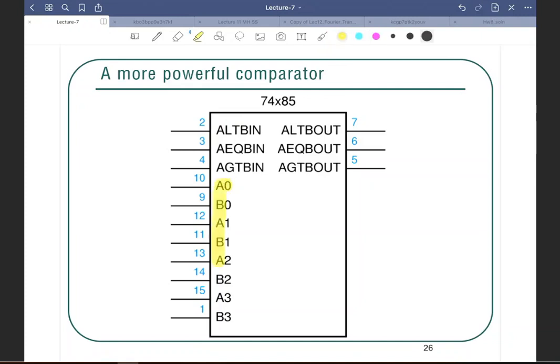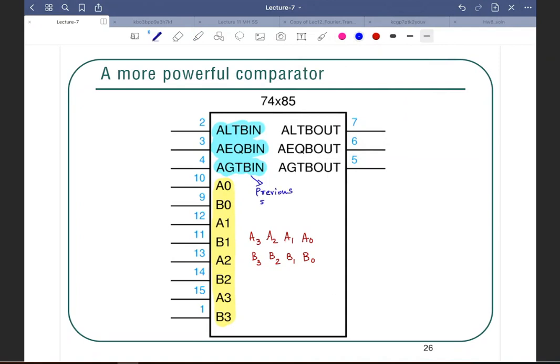So A0 all the way down to B3, these are the two numbers. Those are A3, A2, A1, A0, that is being compared with the second number, B3, B2, B1, B0. So those are the things that are getting compared. So what is A less than B, A equal to B, A greater than B input? Well, those are the things that have been compared from a previous stage.